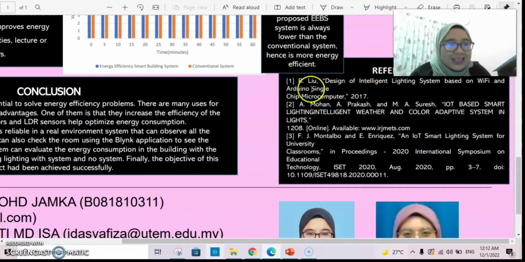For references, I refer to Design of Intelligent Lighting System Based on Wi-Fi and Arduino Single from RLU. And then the next reference is IoT-based smart light, intelligent weather and color adaptive system in light. And the next is an IoT smart lighting system for university classroom.